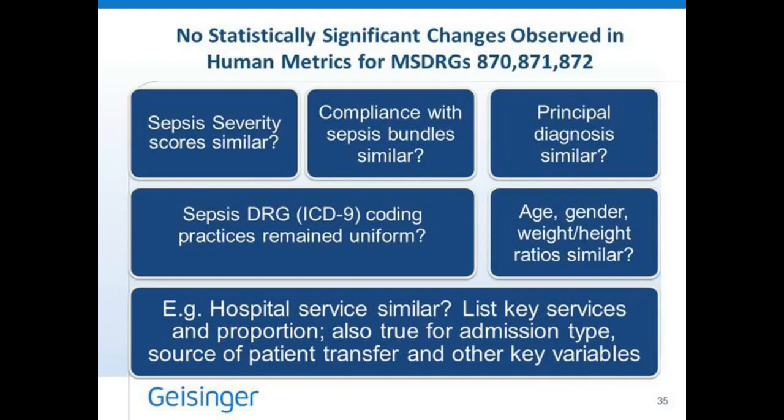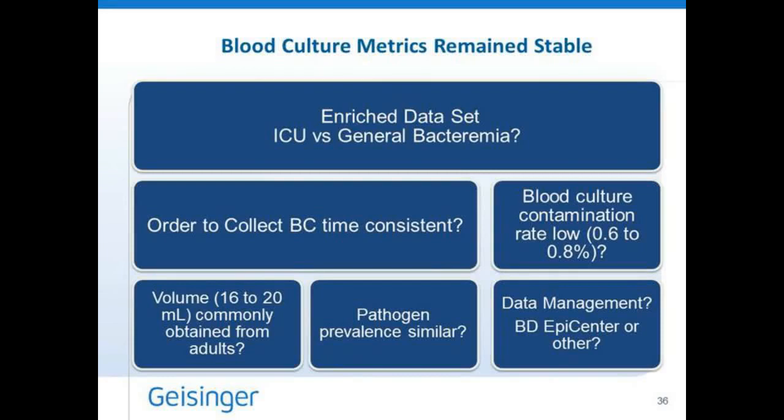Do you have an enriched data set? Your ICU patients are going to have a higher proportion of positives than your general patients. Is the order to collect blood culture time consistent? This is one of the reasons why we keep that metric. Blood culture contamination, volume, and all the other things we talked about. And is your data management system even the same during your period of assessments?